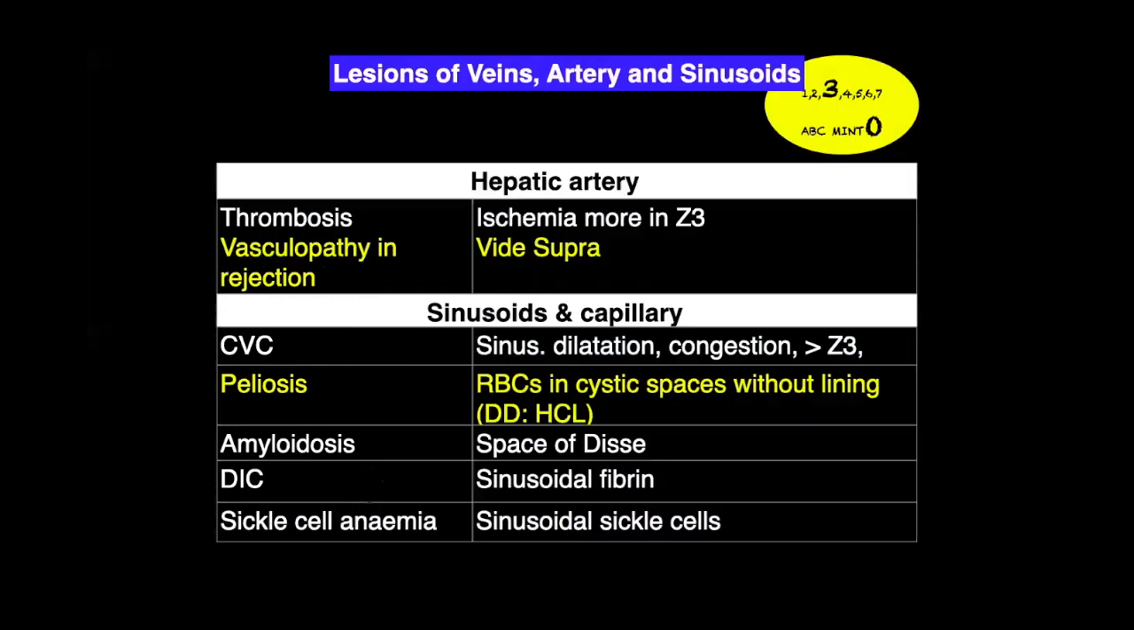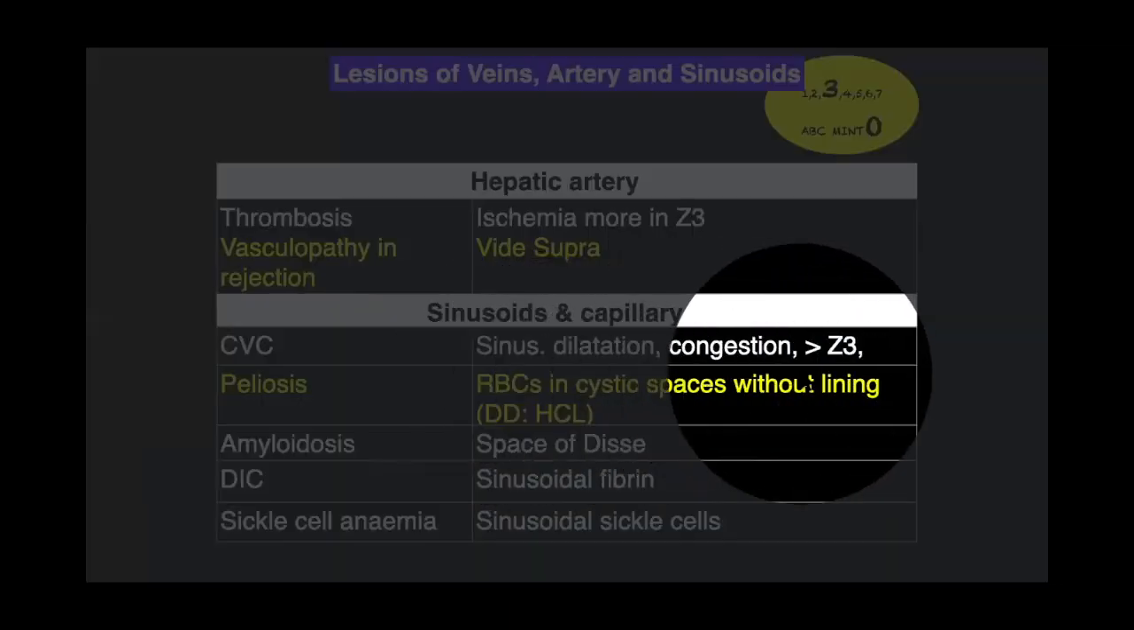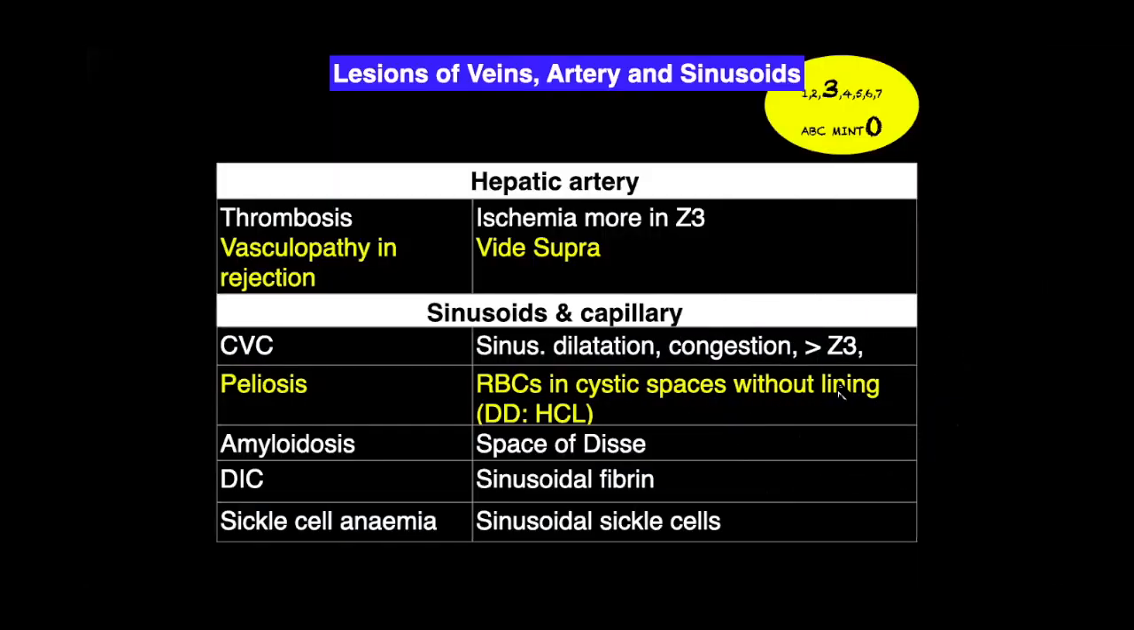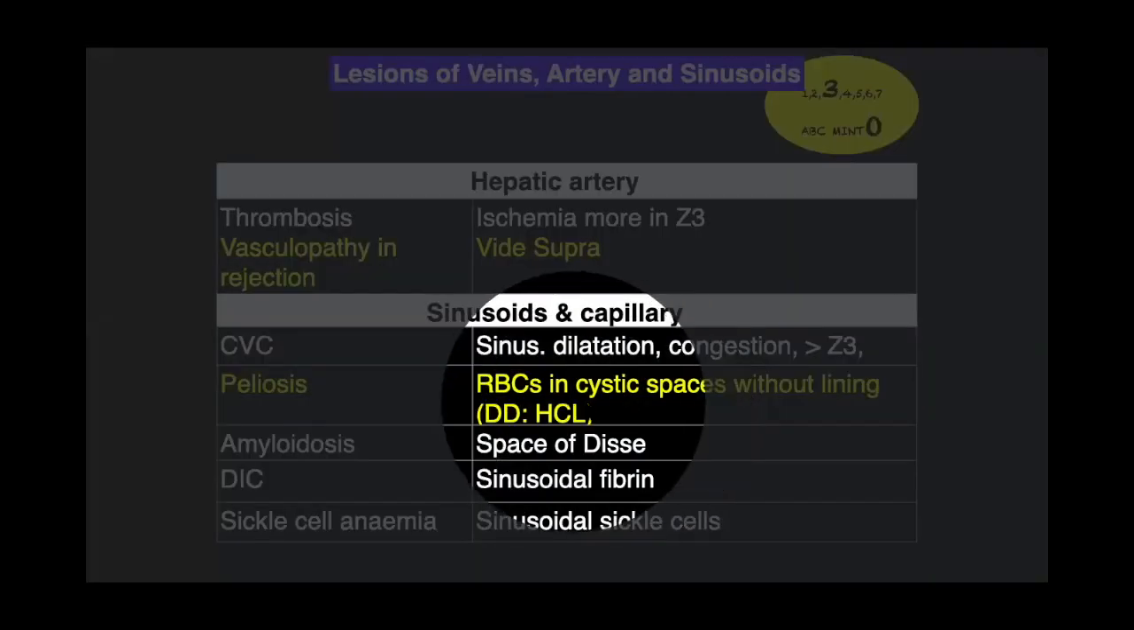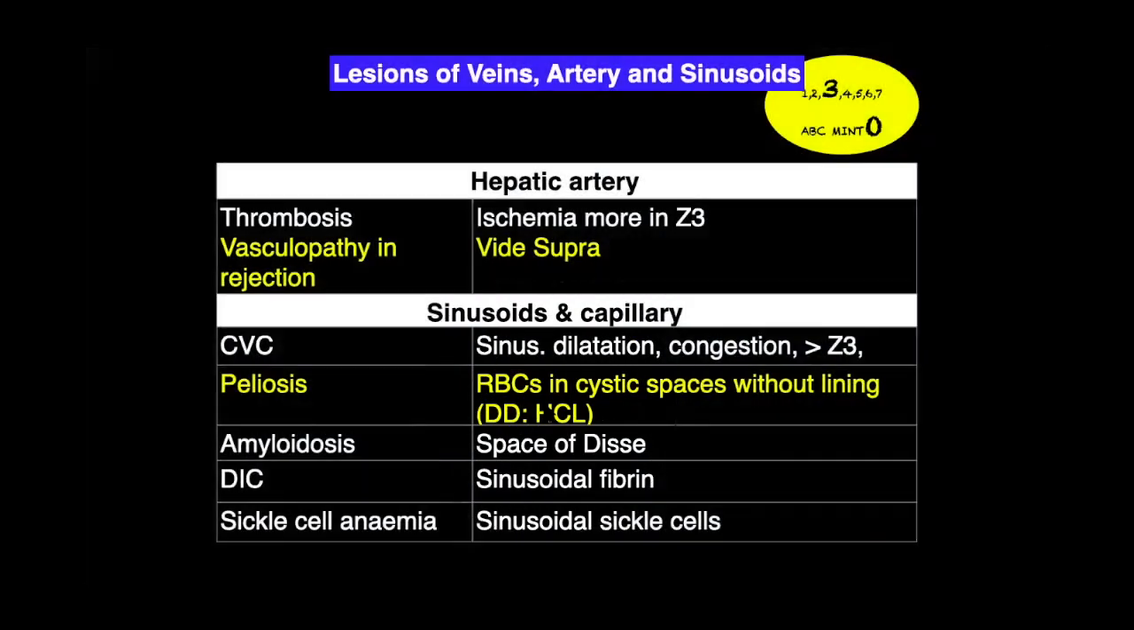Piliosis is nothing but RBCs in cystic spaces without lining epithelium. The differential diagnosis here is hairy cell leukemia, very, very important. And again, it's a multiple choice question. Piliosis in the liver, what are all the conditions you see? You can see it in other conditions, but hairy cell leukemia is one of the main differential diagnoses for piliosis.